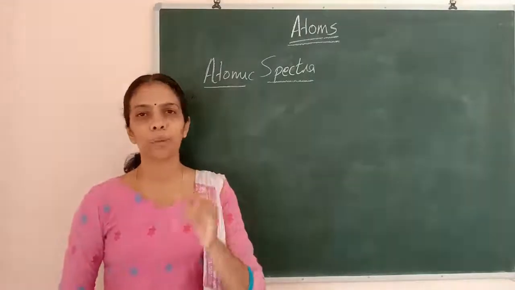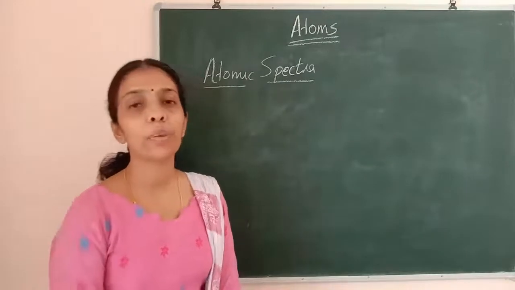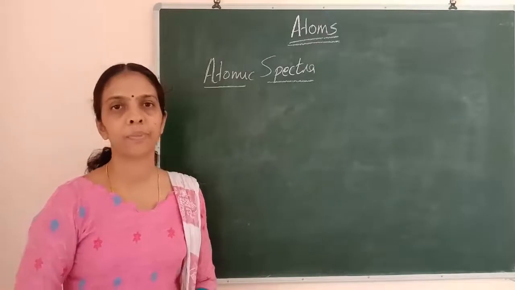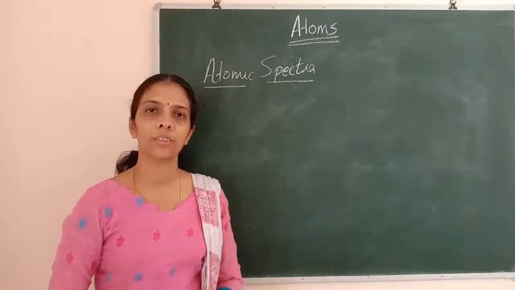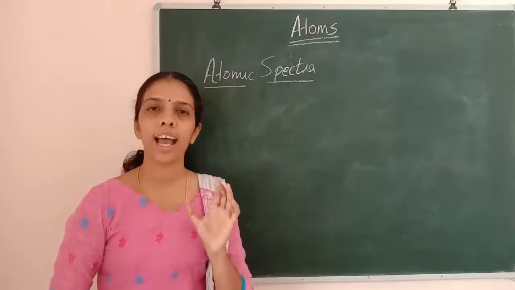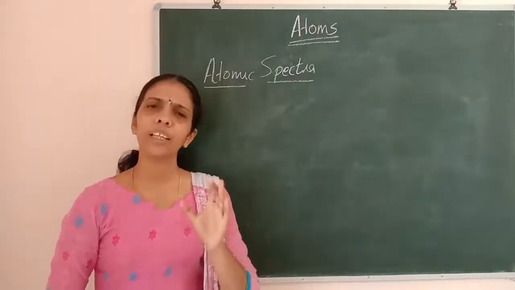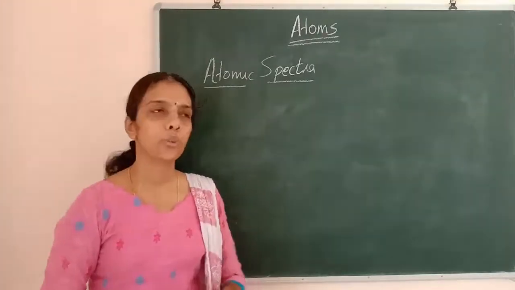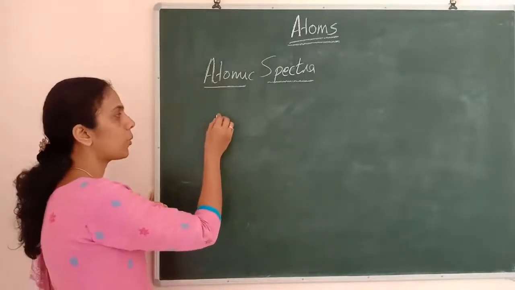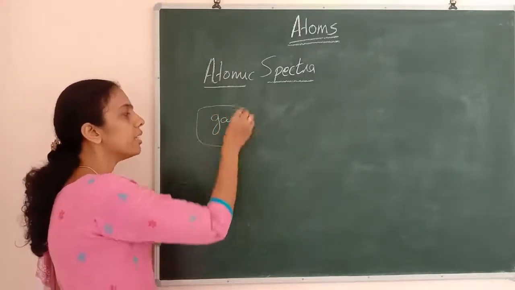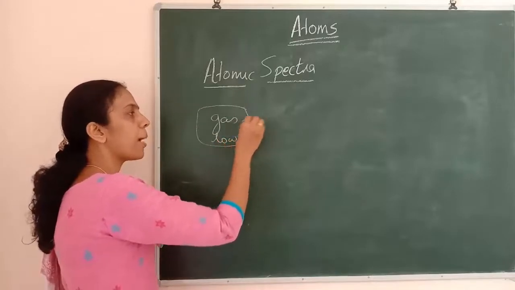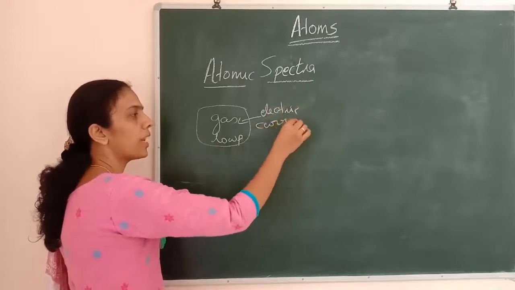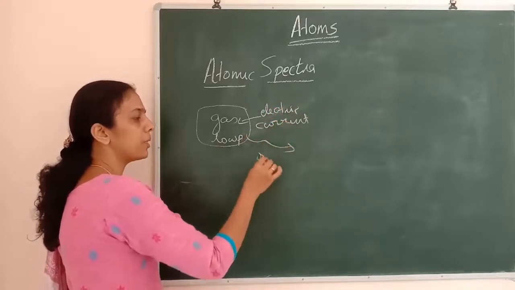See, atomic spectra. What is meant by atomic spectra? If I am considering an atomic gas under very low pressure and I am passing electricity through it, some radiations will be emitted. So, an atomic gas under low pressure with electric current passing through it. What will happen? Some radiations will come out.